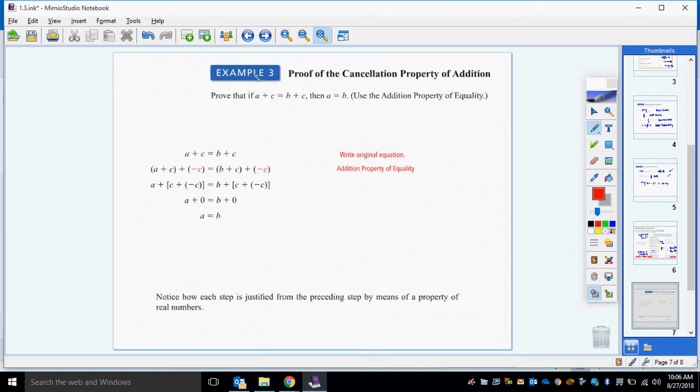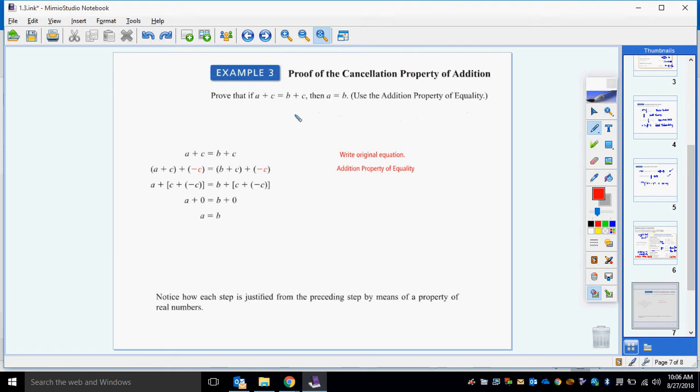Okay, now let's get into our proofs. Proof of the cancellation property of addition. So here's the cancellation property of addition. It's saying if A plus C equals B plus C, then A must equal B. Like, why can we just cancel? That's what we're trying to prove. And the hint is use the addition property of equality.